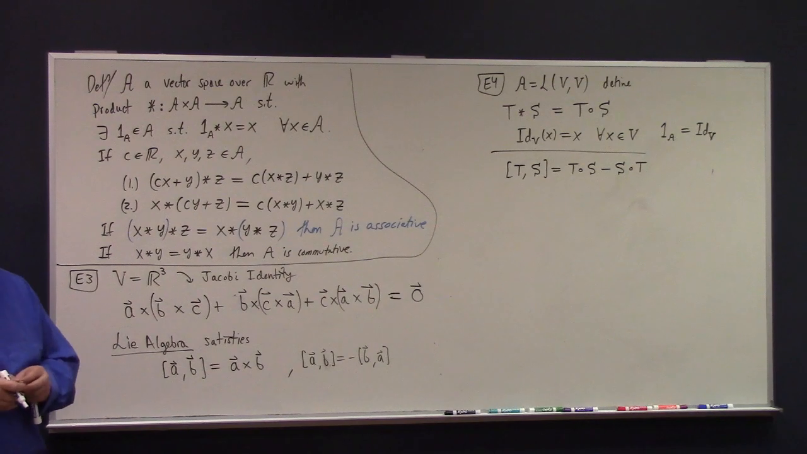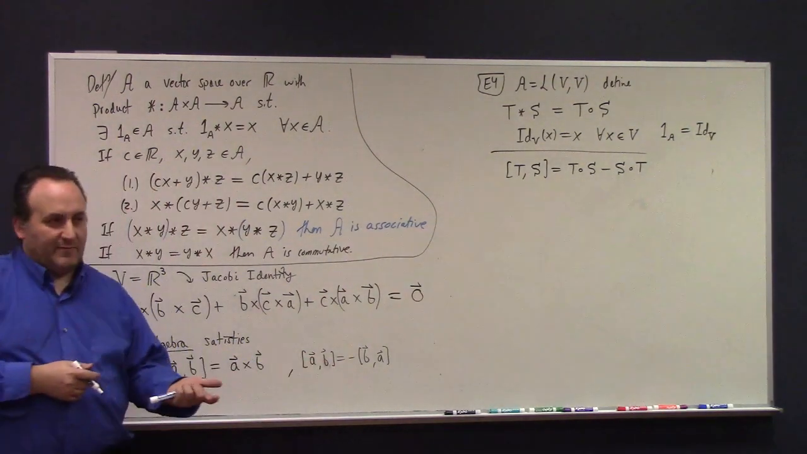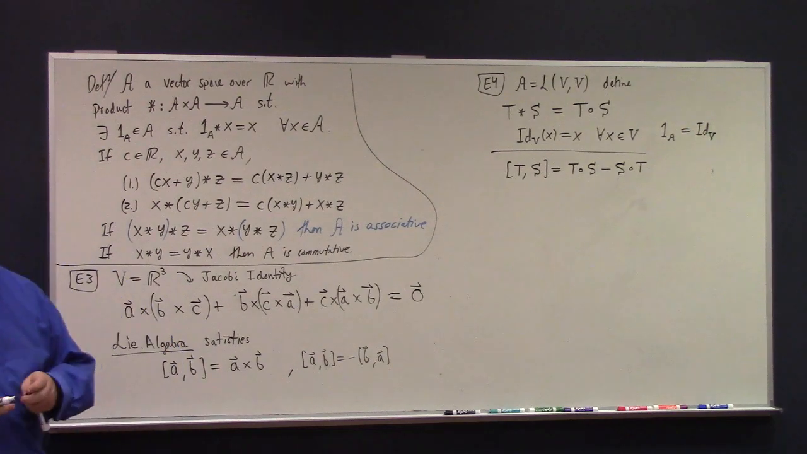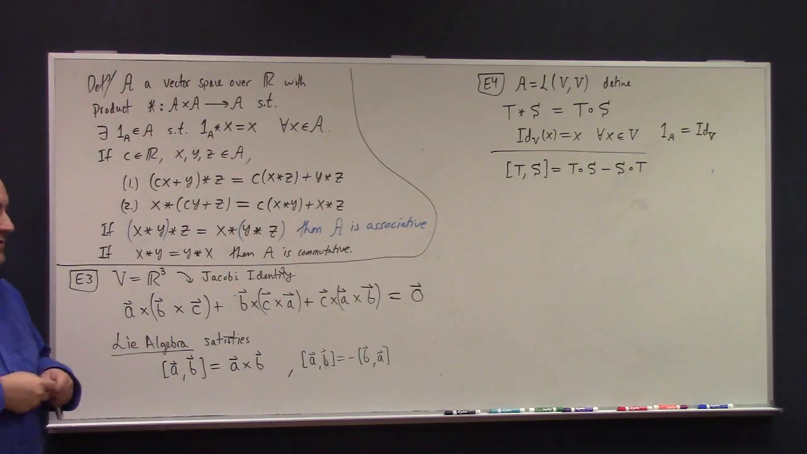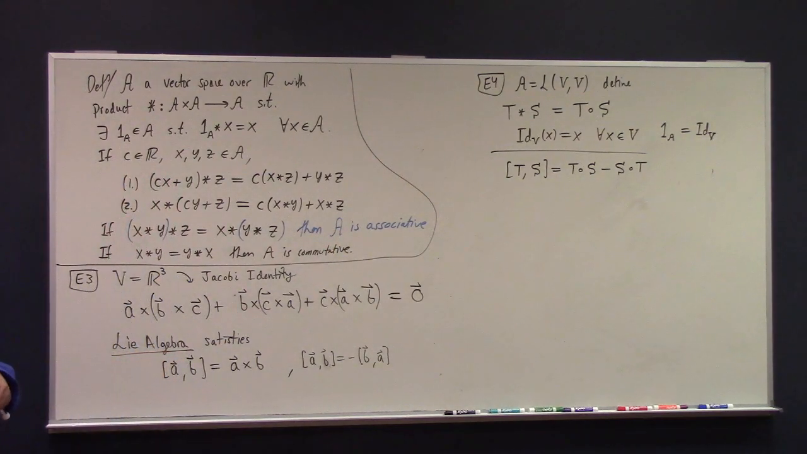It's pretty clear that it's anti-commutative. It's got this snazzy product down here. And it is a straightforward but tedious calculation to show it satisfies the Jacobi identity. So this is a rather well-known example of a Lie algebra.